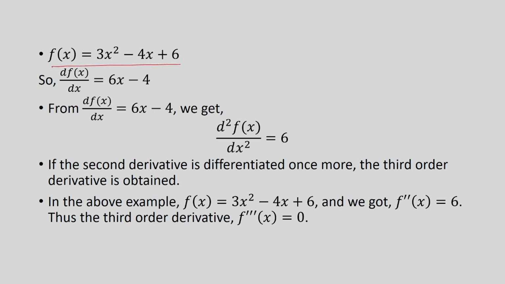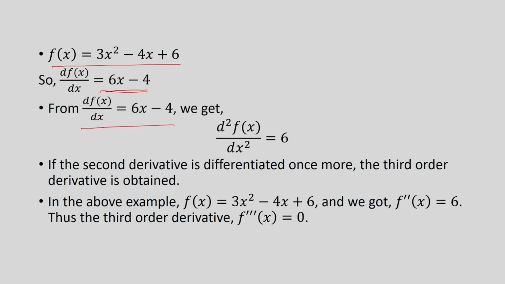So, we take the first derivative. We use the power rule, which is if we have x to the power n, and we want to differentiate that with respect to x, then we get n multiplied by x to the power n minus 1. So, 3 multiplied by 2 multiplied by x, that becomes 6x, and minus 4x. If you differentiate x with respect to x, you get 1. So, finally, you are getting 6x minus 4, because the derivative of 6, which is a constant, is 0. So, this is the first derivative, df(x)/dx is equal to 6x minus 4.